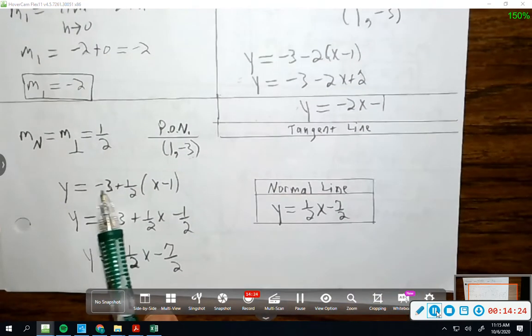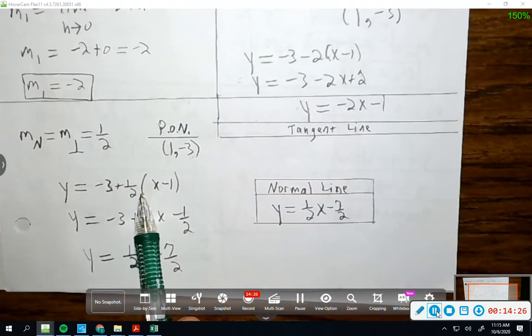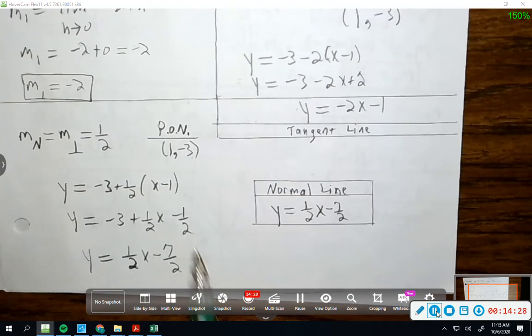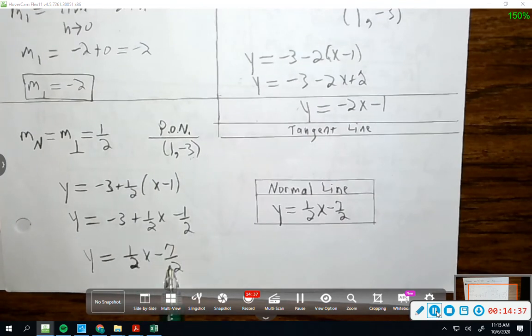So the y-coordinate of the point of normalcy plus the slope times x minus the x-coordinate of this point of tangency. Distribute the 1/2. Add these like terms together. Negative 6/2 minus 1/2 is negative 7/2. Please don't write this as a mixed number. We never write the slope as a mixed number, so we want to remain consistent throughout any equation of a line. So with lines, we typically use improper fractions, not mixed numbers. Good. There's the normal line.